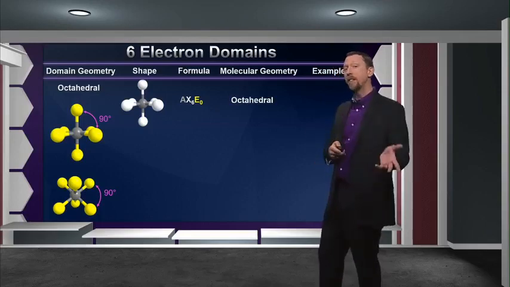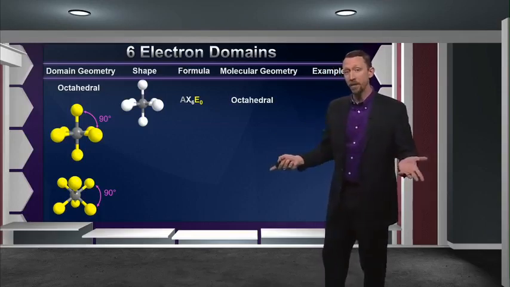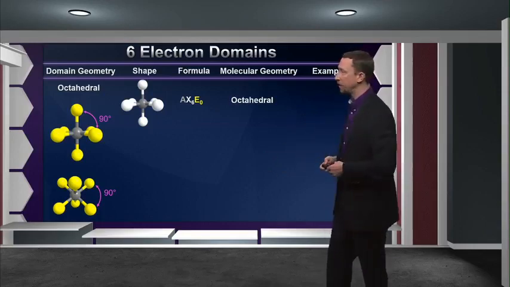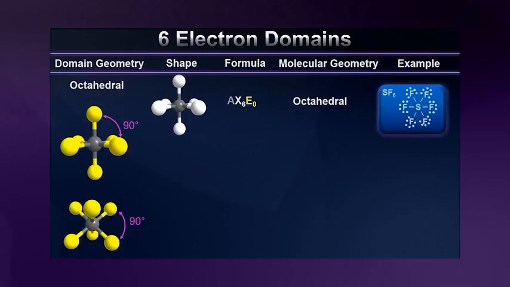Now, remember, we call it octahedral even though there are 6 bonded atoms, because when we trace out lines among all the atoms, it creates the shape of an octahedron. And an example of a compound like this is sulfur hexafluoride, a very, very dense gas that's sometimes used as an electrical insulator.